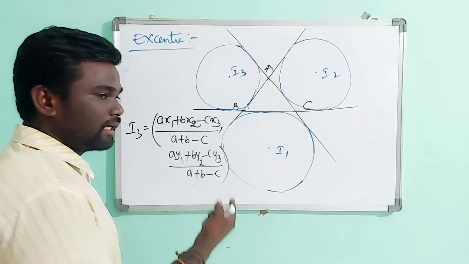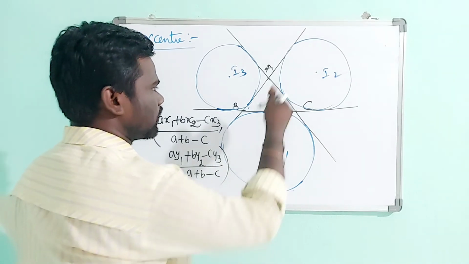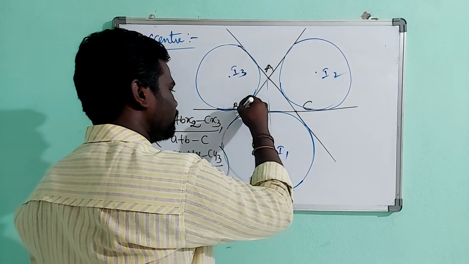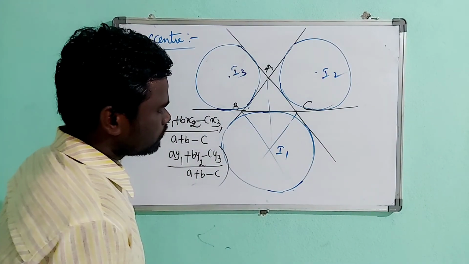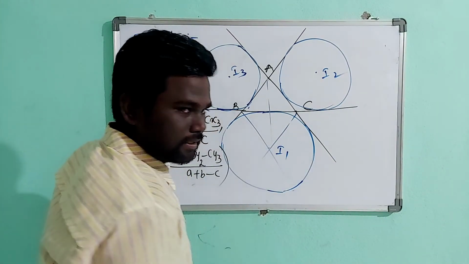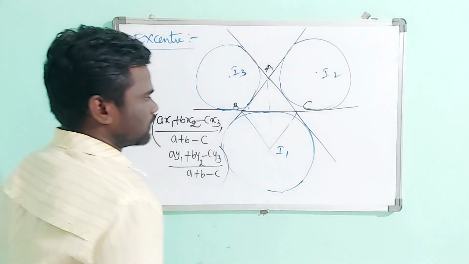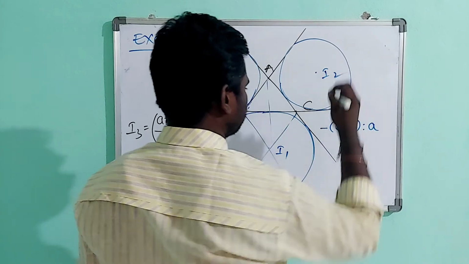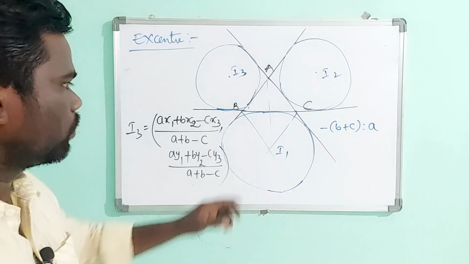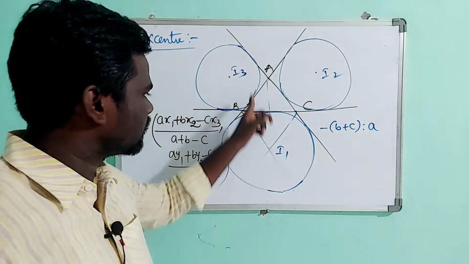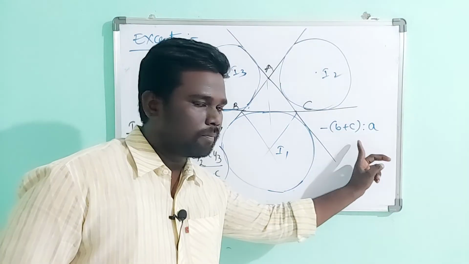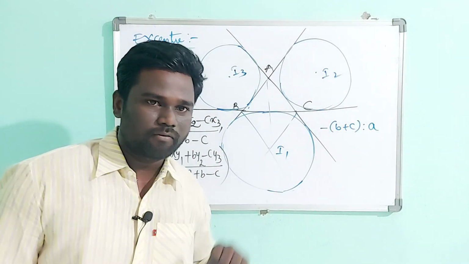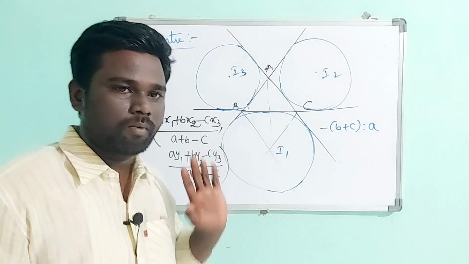And this Excentre divides the angle bisector. So this also happens with the internal angle bisectors for A, B and C. This divides the internal bisector in the ratio minus of B plus C is to A. So this excircle divides the bisector in the ratio minus of B plus C is to A. All of these are very important definitions in basic two-dimensional geometry.